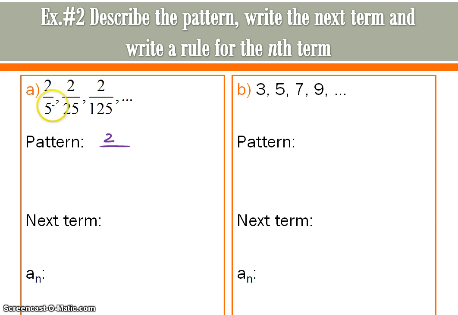Well, this is 5 to the first power. This is 5 squared. This is 5 cubed. The first term would be to the first power. The second term to the second power. The third term to the third power. So it's 5 cubed. In words, we would say it's 2 over a power of 5.